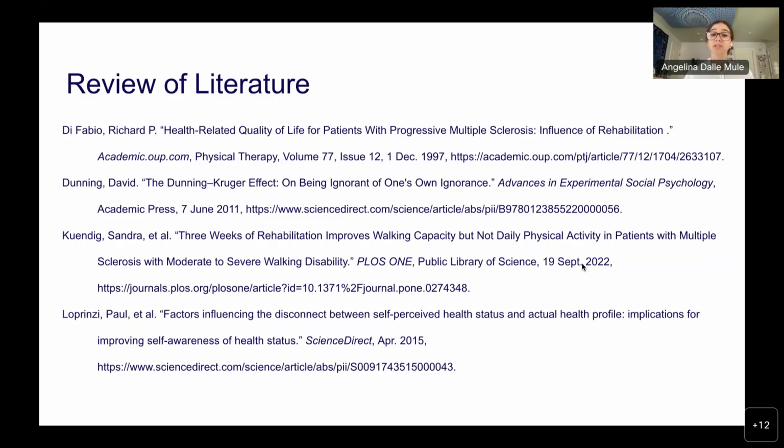The last one is factors influencing the disconnect between self-perceived health status and actual health profile, implications for improving self-awareness of health status. So this is one of the few journal articles in this area, which is very interesting, and it's what my hypothesis and problem statement are kind of based around. It's talking about how those that are more confident in their self-perceived health status, regardless of their actual health, are much less likely to go out and reach out for medical assistance. So it was interesting to see why that could happen and how that can possibly have implications specifically in those with chronic diseases, illnesses like multiple sclerosis.